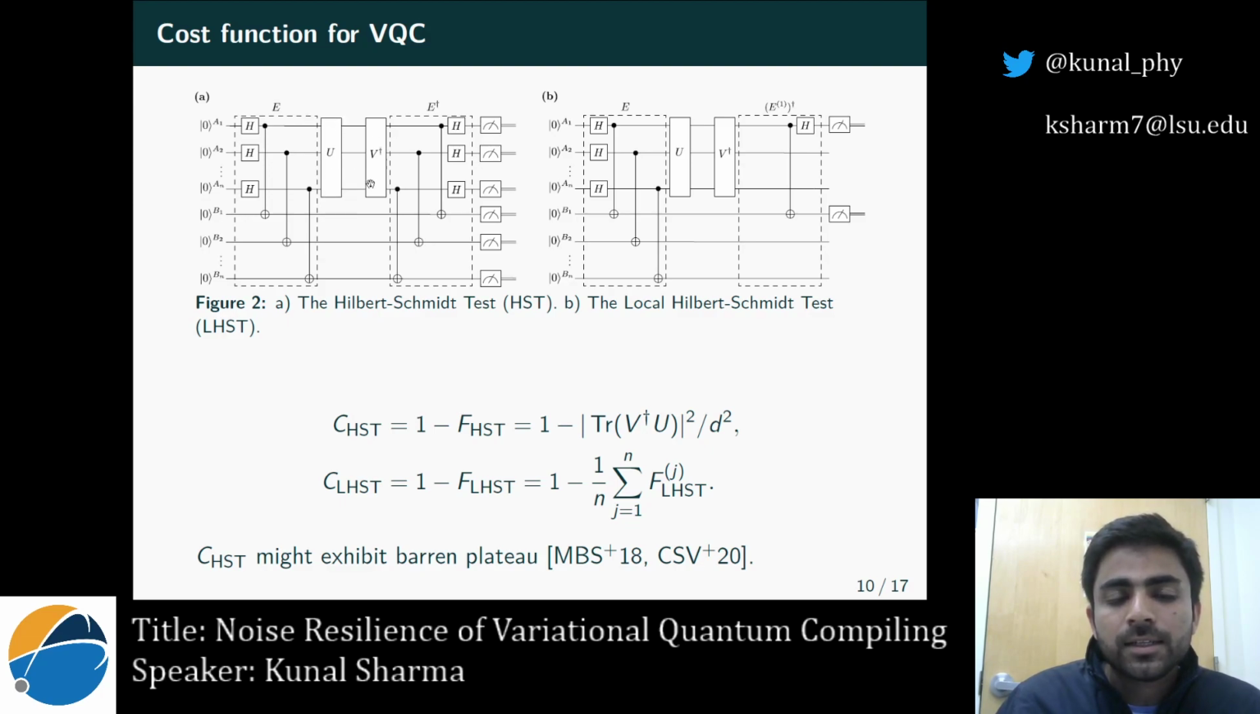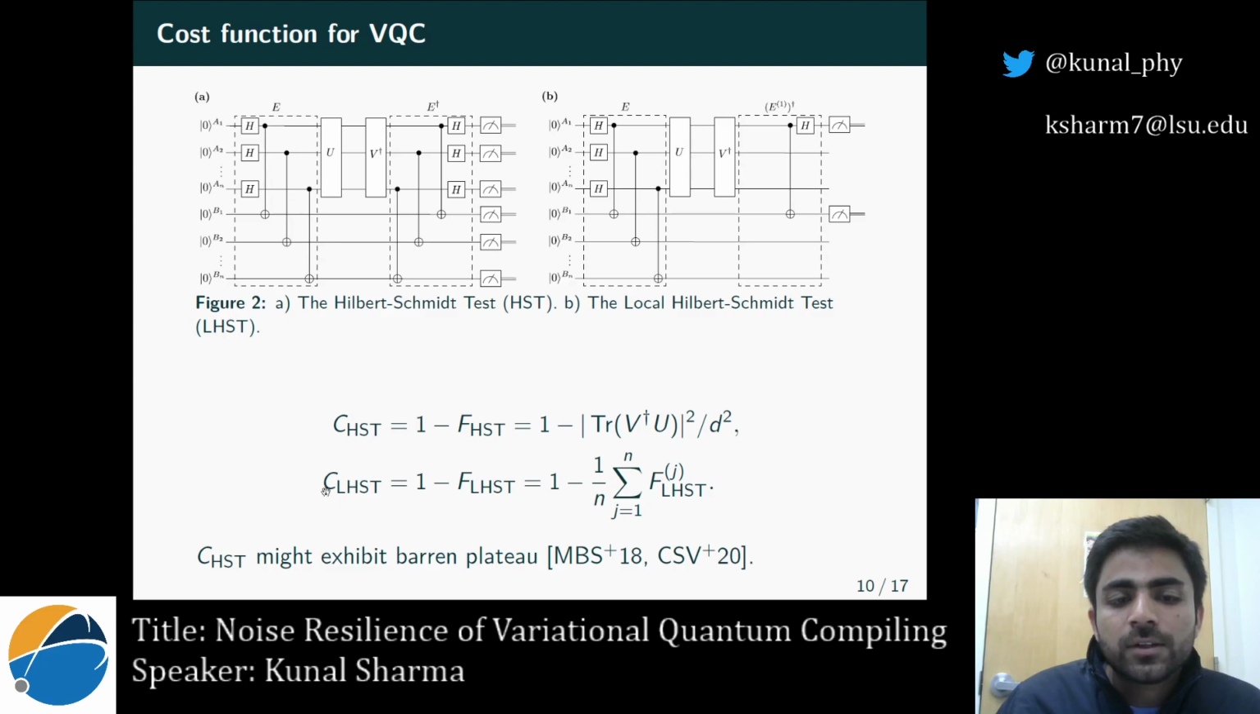followed by our answers, and then we do the measurement in Bell basis. So this whole circuit is just calculating this Hilbert-Schmidt distance between U and V dagger. And this is our cost function, and this is a global cost function because we are doing the measurement on all qubits. And it might happen that this cost function has barren plateau, which means that you cannot train V to find, let's say, the global optima.